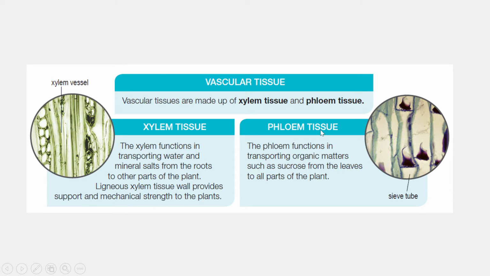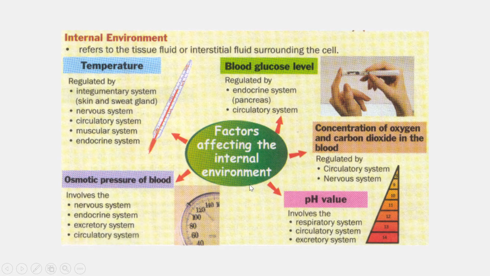For phloem ini also for transporting purpose, but transporting organic matters ataupun organic substances seperti sucrose, iaitu hasil photosynthesis. From where? Now you ask yourself, photosynthesis berlaku di mana? It is from the leaves, the green leaves. So therefore, it is transporting organic substances such as sucrose from the leaves to all parts of the plant.